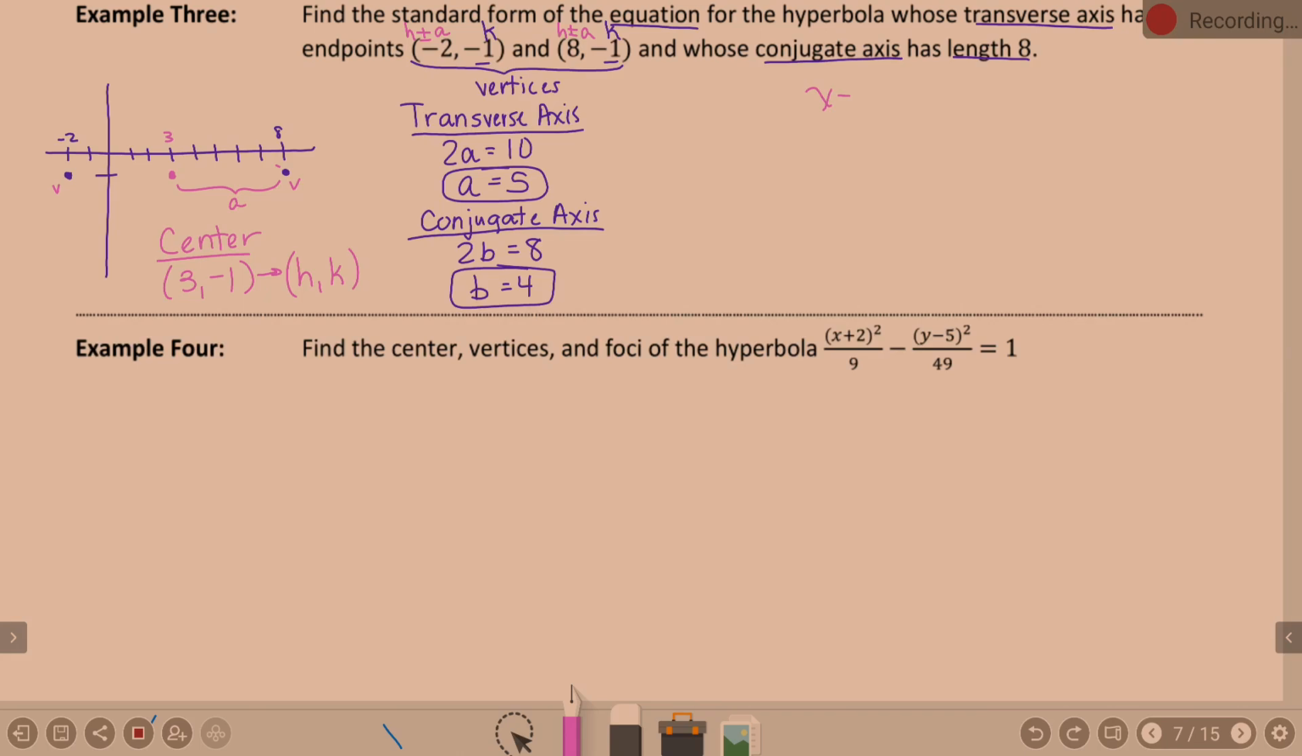So we're going to use X minus H squared over A squared minus Y minus K squared over b squared equals 1. Nobody ever told me to find c here. Do we need to find c? No, because we don't have to do anything with our foci. You can find c if you want, but it's not required, so I'm not going to do it.